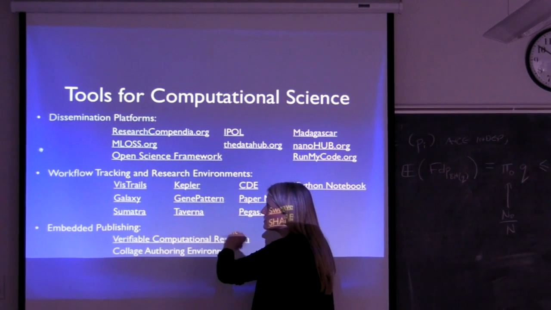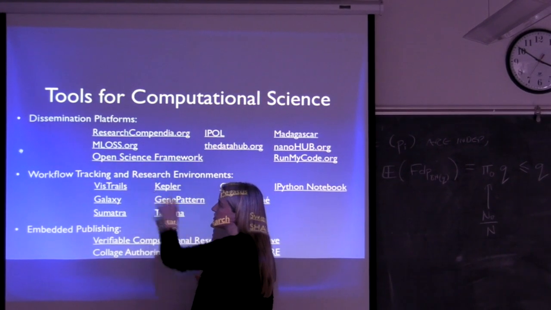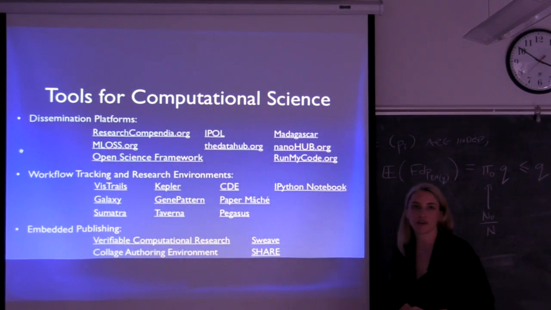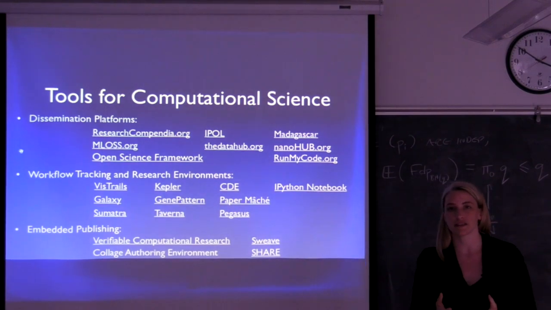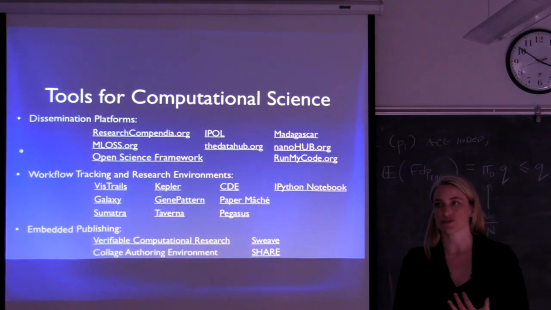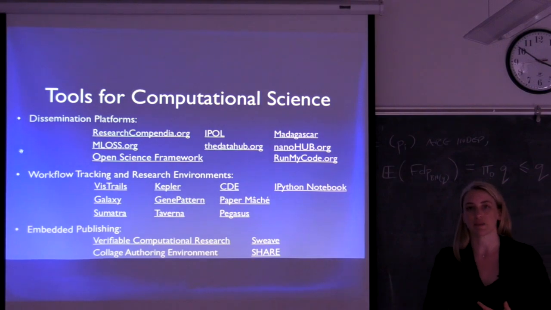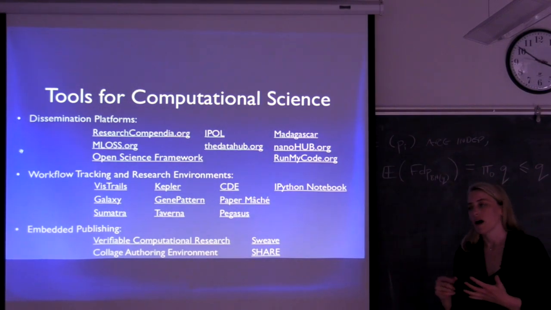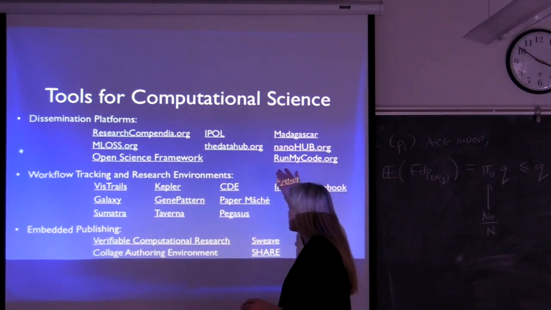I divided them roughly into three categories. First, dissemination at the point of publication: how can I make reproducible research available? How can I link it up to a published paper? This is what I'm calling dissemination platforms.